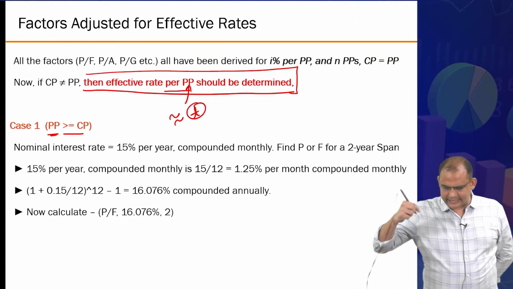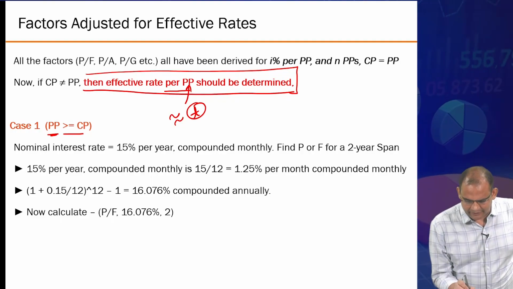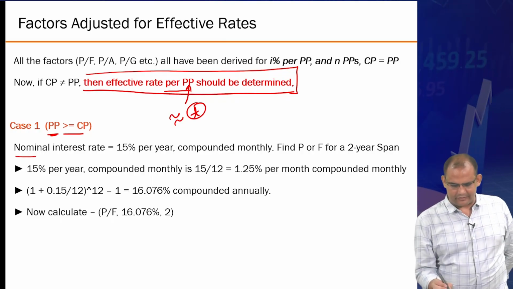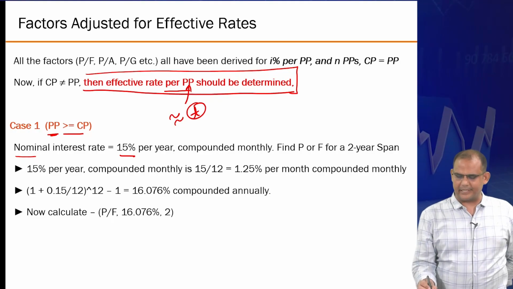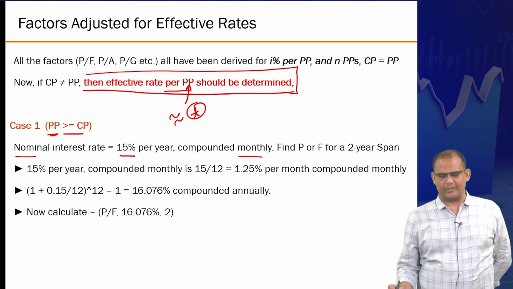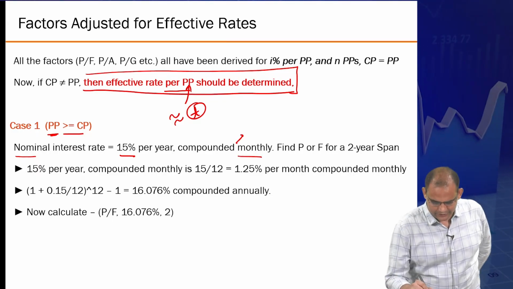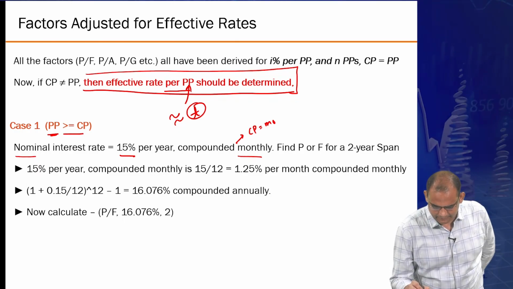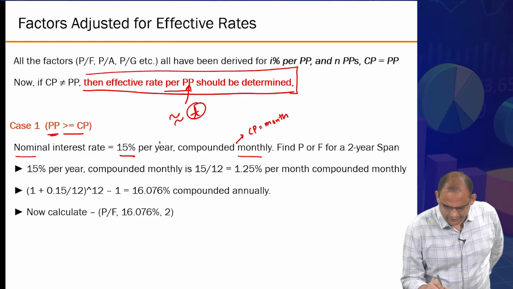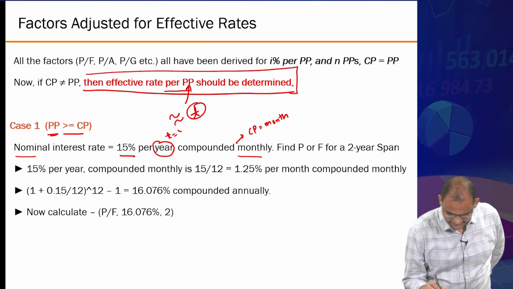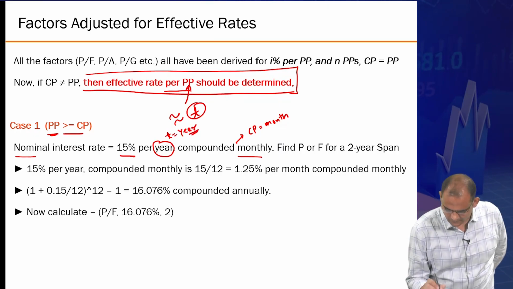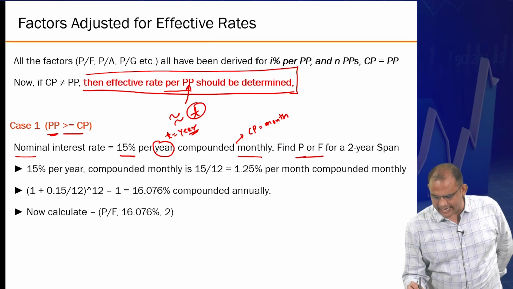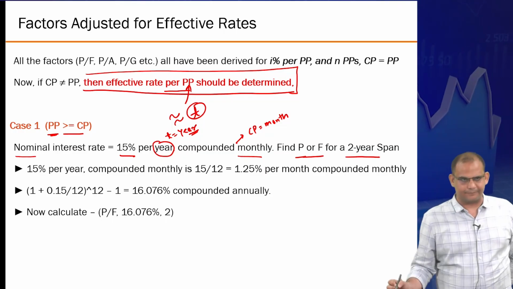So in this case, this is pretty simple. It will typically be given a nominal interest rate, which is, let's say in this case, 15% per year, and I am saying that compounding is happening on a monthly basis. So in this case, your CP is a month. This particular T is a year. Find P or F for a 2-year span.